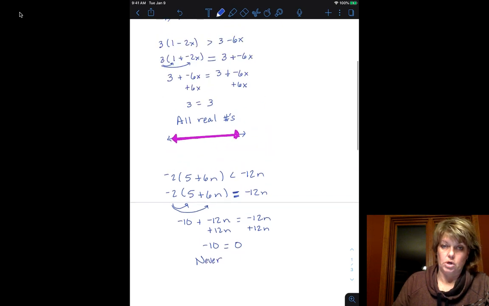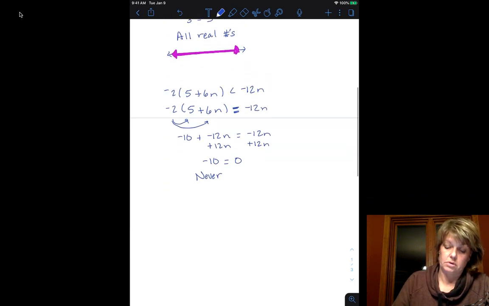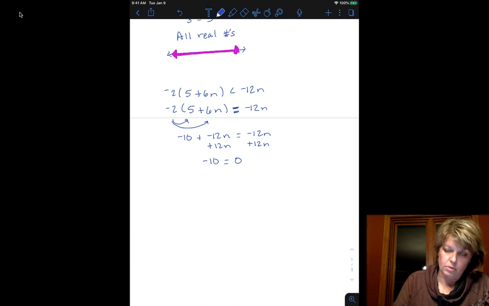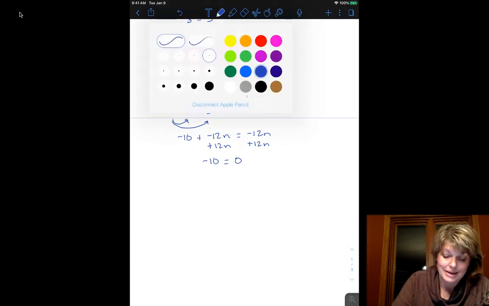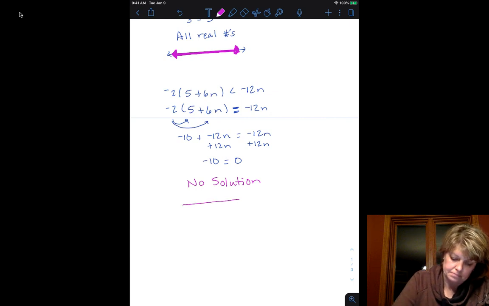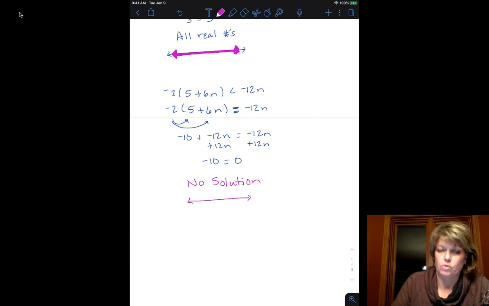This one up here was always, this one is never. And again, the variables dropped themselves out. They work themselves right out of the problem, so it doesn't matter what value of x you put in there, nothing will work. So there are no solutions. This is a case where nothing works. It's an empty number line. It's an absolutely empty number line, nothing. No solution. No value of x makes that, or in this case, no value of n makes that one work.